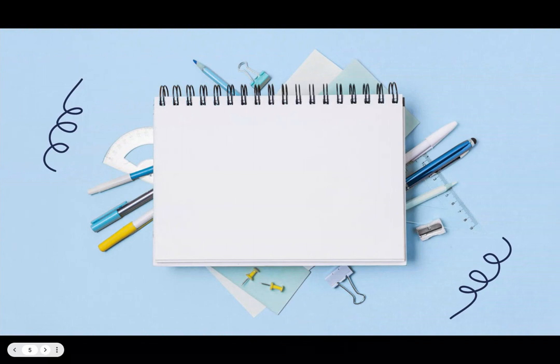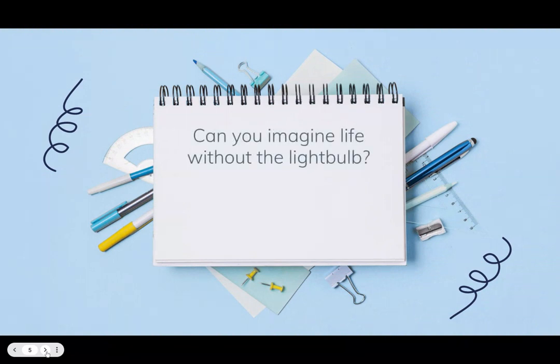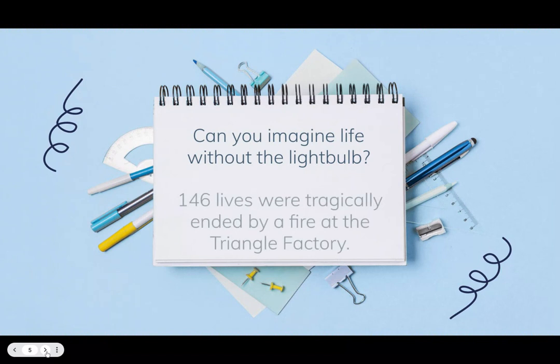So some examples of some hooks you could write, if we want to think about the writing that we already did in Unit 4, you could start your invention paragraph with a hook like, can you imagine life without the light bulb? Or your Triangle Fire paragraph could start with a hook like 146 lives were tragically ended by a fire at the Triangle Factory.